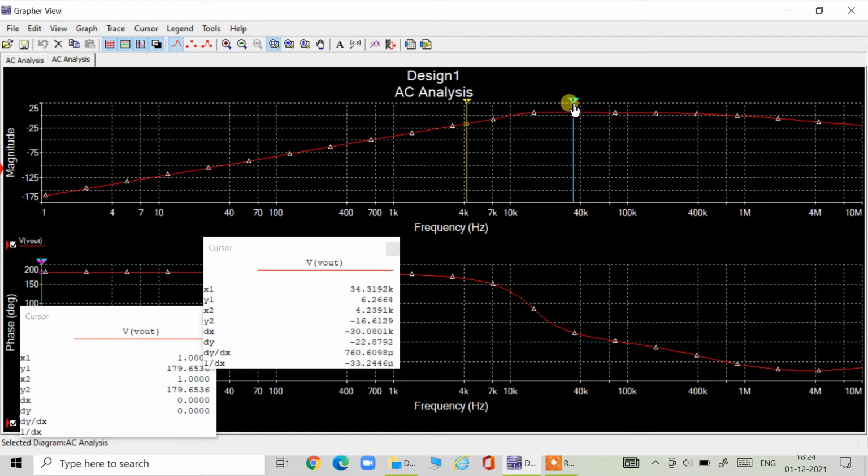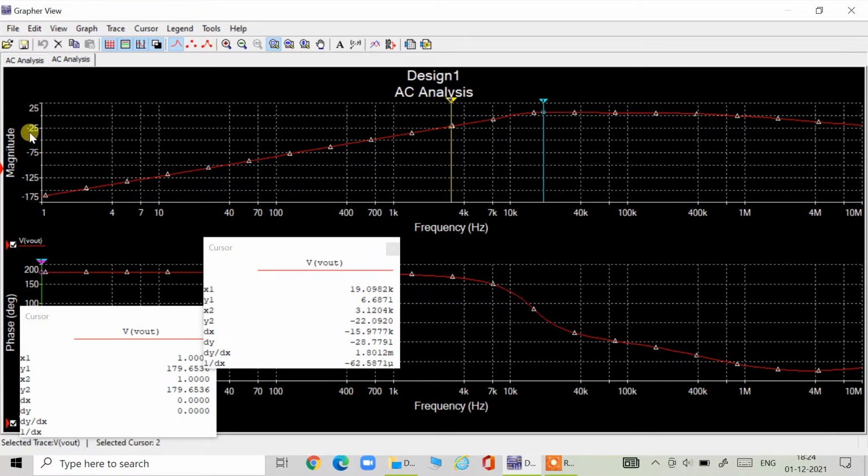So this is the maximum gain, around 6.264. Okay, maximum gain comes to 6.6. Now I have to take 3 dB less from this, so I am changing this second cursor. So you can see x2, y2 is changing, and dx, dy is also changing.